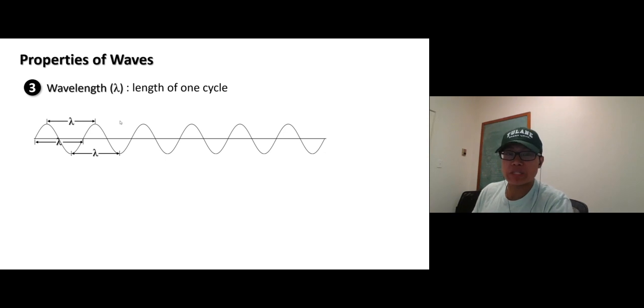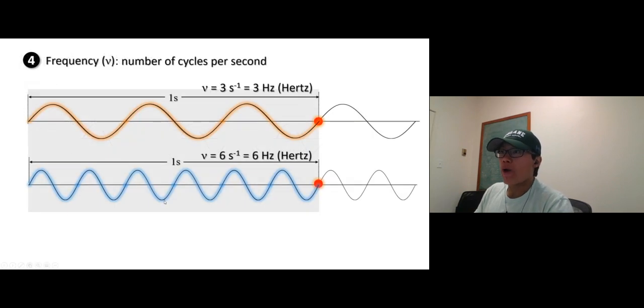All right, I'm going to review the important aspects about waves. The important properties: one, wavelength, which is the length of one cycle. You can measure from here to here, top to top, bottom to bottom.